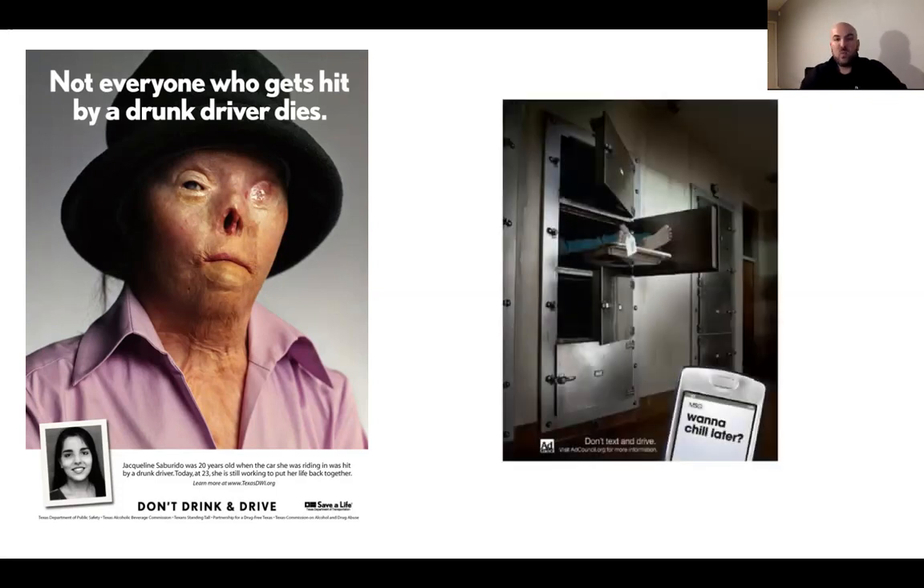It's the same reason why you would see advertisements like this, "Want to chill later?" and it's someone's cell phone going off when their body's in a morgue. You're like, man, that's a real Debbie Downer. Why am I thinking about the fact that I might die if I text and drive, and my body will be in a morgue, and I'll never be able to text my friends again? Why make people feel that way about your product or your company or your advertisement?